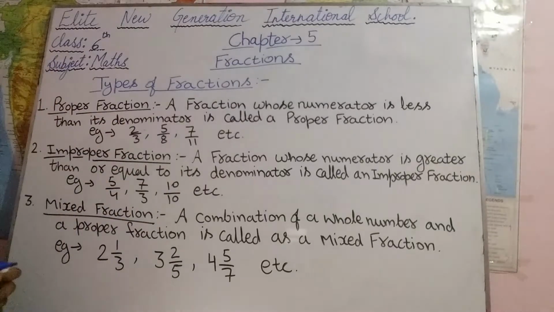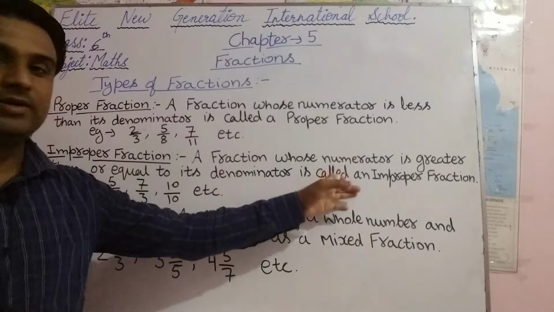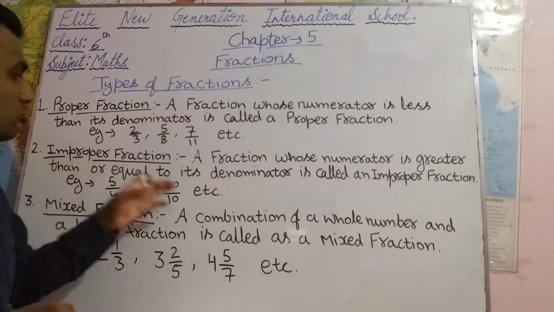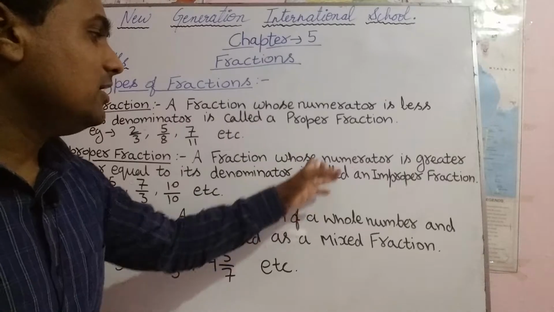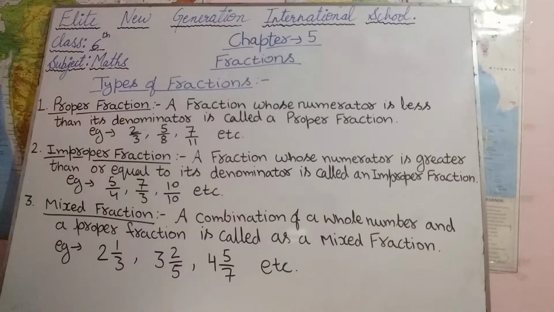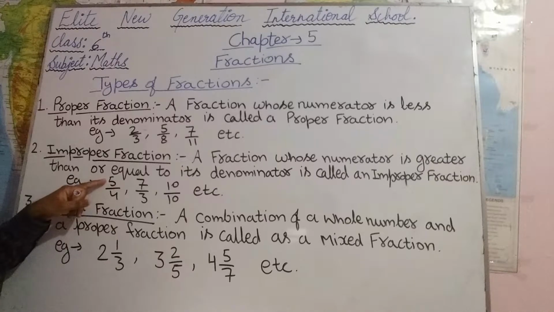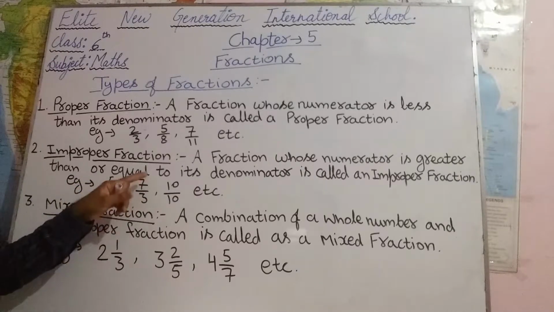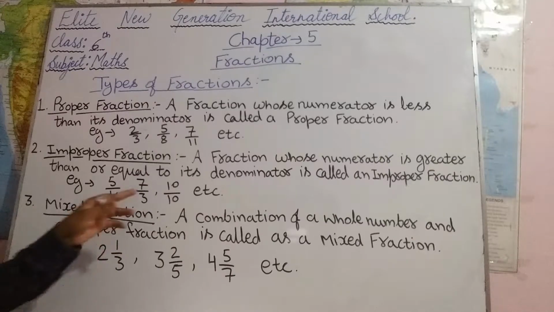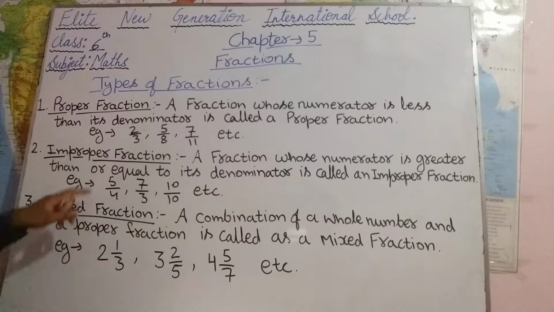Now after this, second, improper fraction. So what is an improper fraction? A fraction whose numerator is greater than or equal to its denominator is called an improper fraction. That means when the numerator of any fraction is greater than its denominator. So here the numerator will be greater. See, 5 upon 4, 7 upon 3, or it may be equal also. So when the numerator and denominator are equal, or when the numerator is greater than the denominator, then we call it an improper fraction. For example, 5 upon 4, 7 upon 3, 10 upon 10, etc.